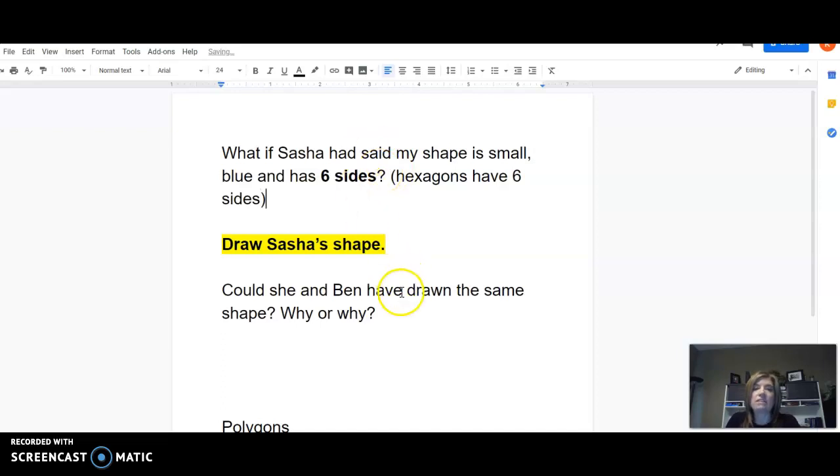So with this in mind, could she and Ben have drawn the same shape? Why or why not? Well, I bet right now you're thinking there's no way that Sasha and Ben could have drawn the same shape because Ben drew a triangle. Remember, his defining attributes were 3 sides and 3 corners. And Sasha drew a shape with 6 sides. So we know Sasha drew a hexagon. So therefore, Ben and Sasha did not draw the same shape.